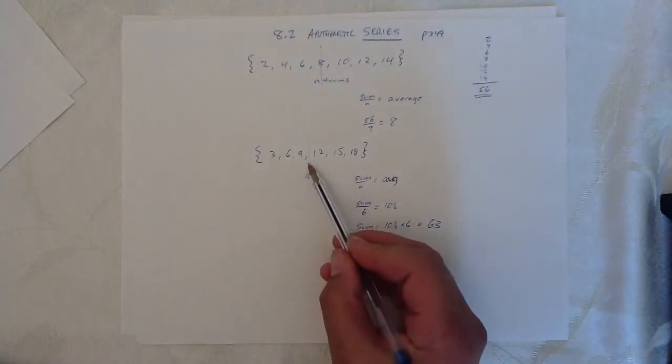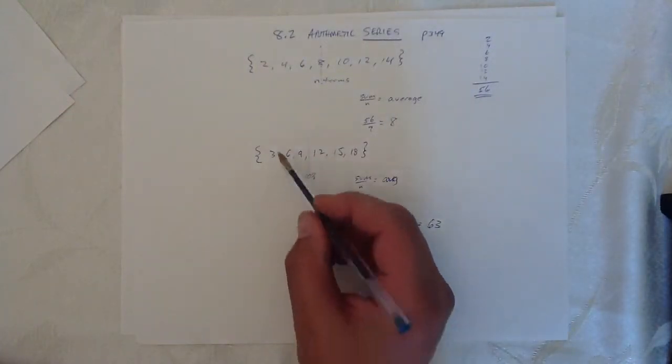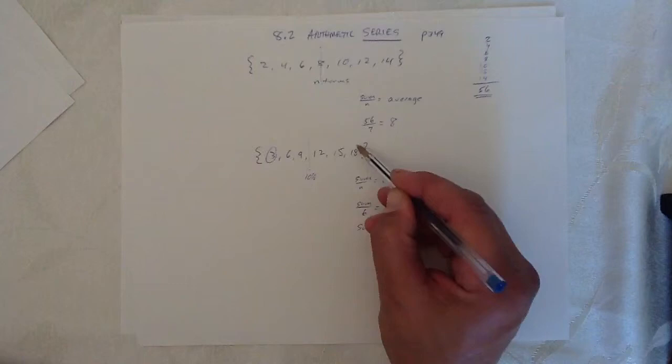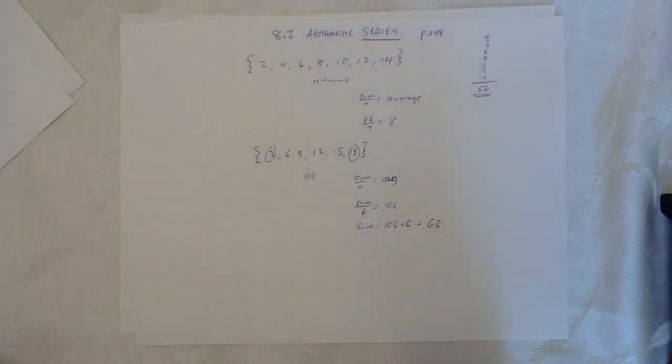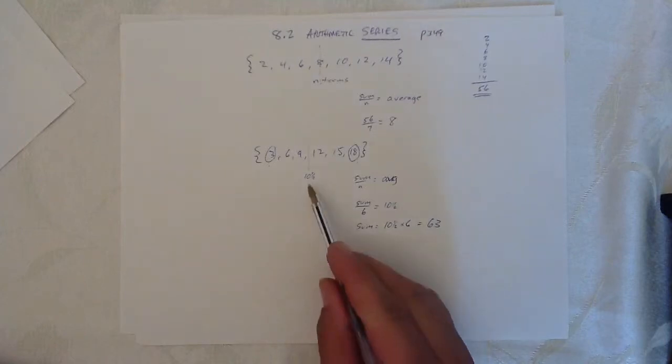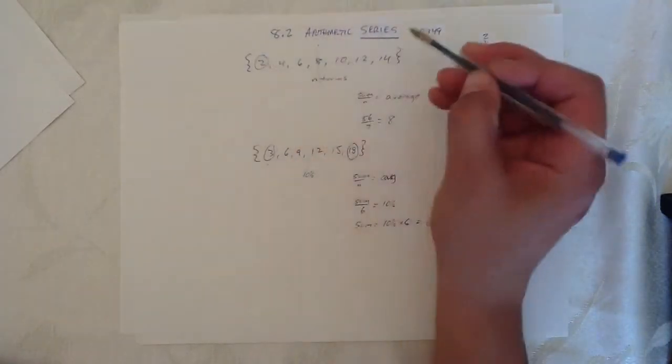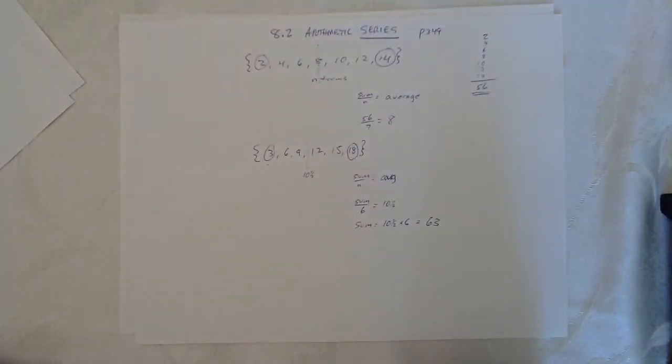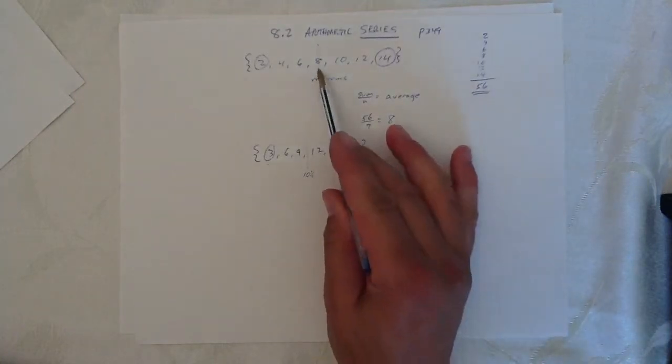Well, the midpoint of an arithmetic series will always be the first one plus the last one divided by 2. 3 plus 18 is 21, divided by 2 is 10.5. 2 plus 14 is 16, divided by 2 equals 8.